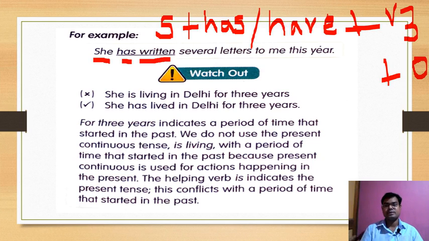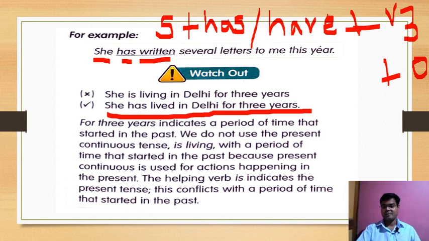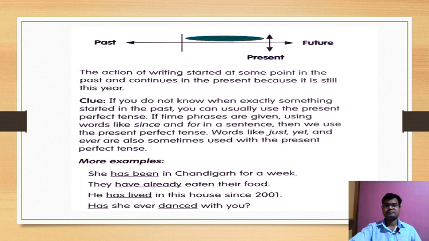And we want simple past tense. Here they have given an example like she is living in Delhi for 3 years. We have to show that still that lady lives in Delhi. So the grammatically correct way is she has lived in Delhi for 3 years, which means she is still living in Delhi. That's why here we can use present perfect tense. So this is all about present perfect.